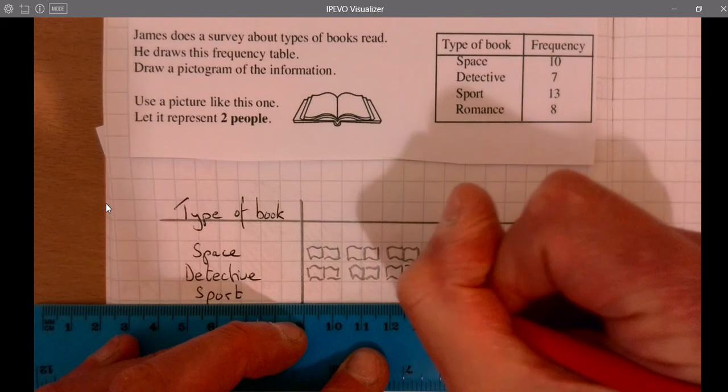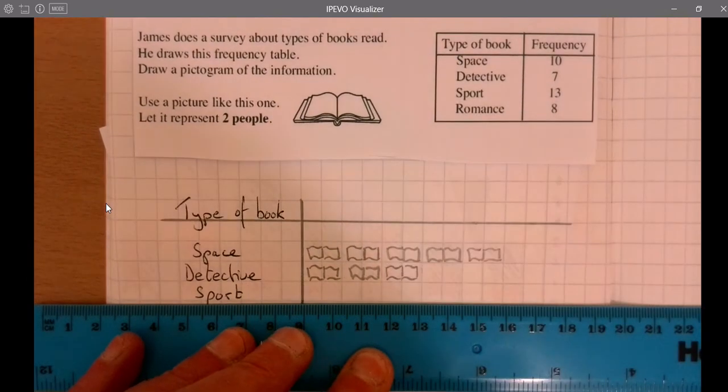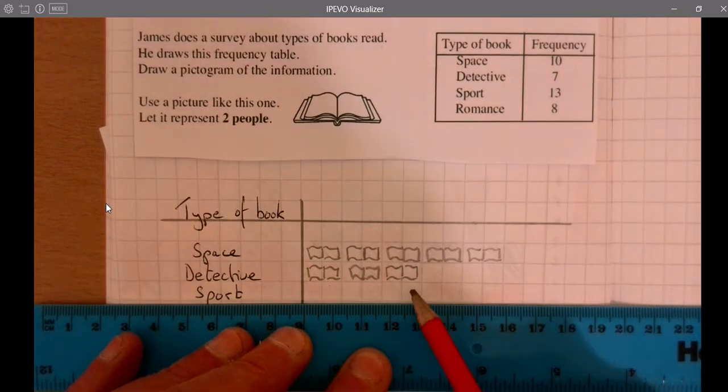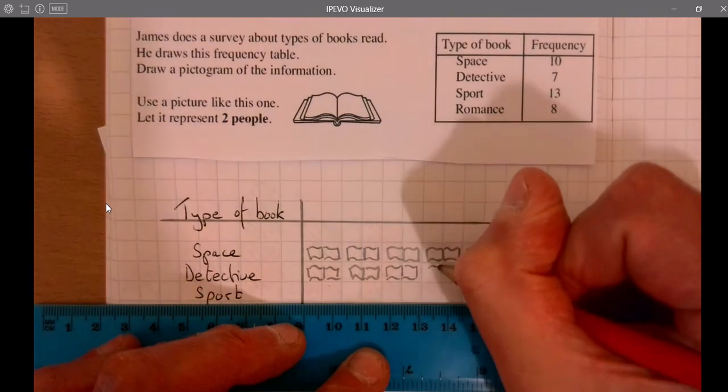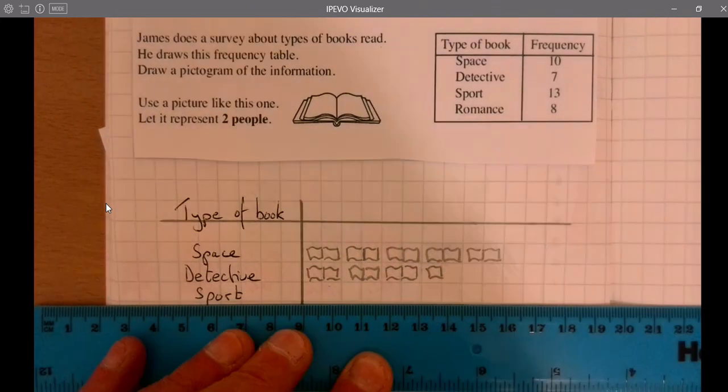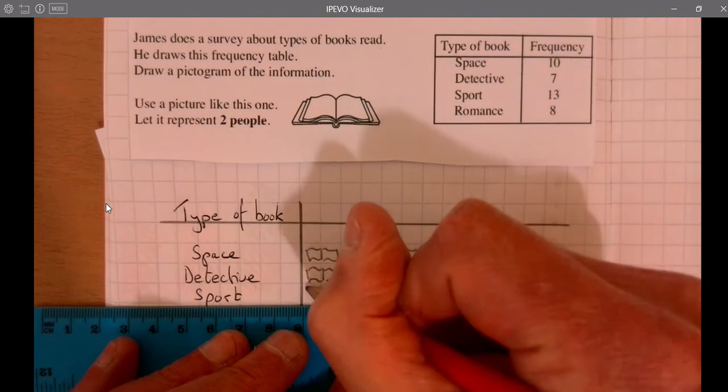And here we go. Right, now here's my question. So that's 2, 4, 6. So I need to draw half a book. That'll take me to 7. So just draw half. There we go. So 13.